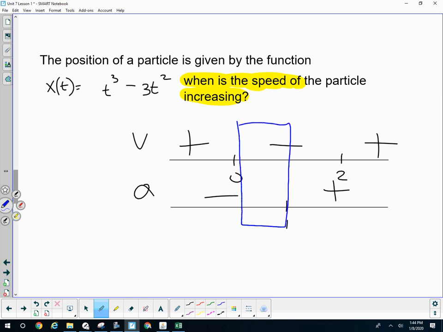From 0 to 1, we're speeding up to the left. From 2 to infinity, we're speeding up to the right. I'm going to continue and finish off these notes right now.